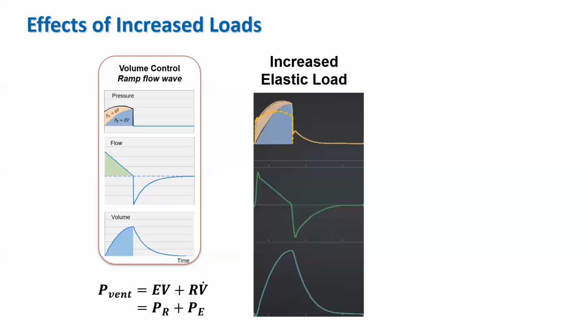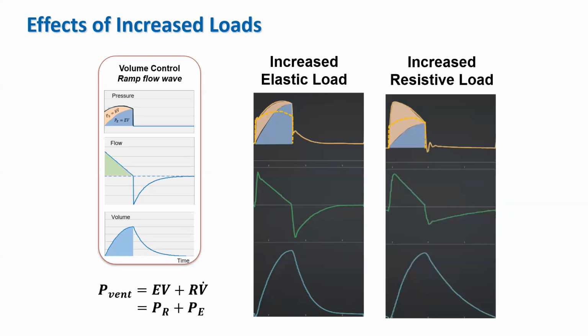Now, this figure shows the effects on the waveforms of increased elastic load in volume control with a ramp flow. And you can see that the pressure waveform looks much different, but it is still partitioned into an elastic load and a resistive load. This figure shows the increased resistive load effects on the waveform.